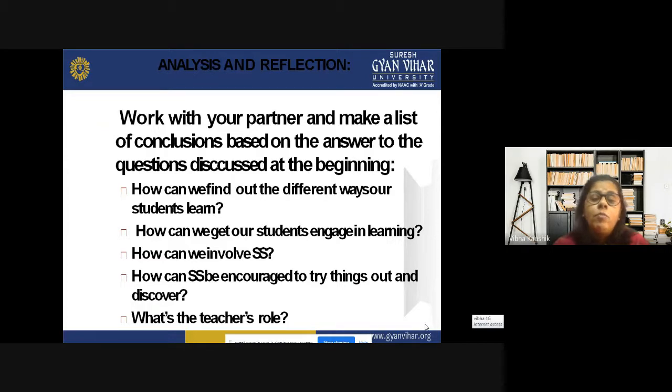How can we involve students in the teaching learning process? How can students be encouraged to try different things and discover new knowledge? What is the role of the teacher when the teacher is using a student centered approach in classroom teaching?